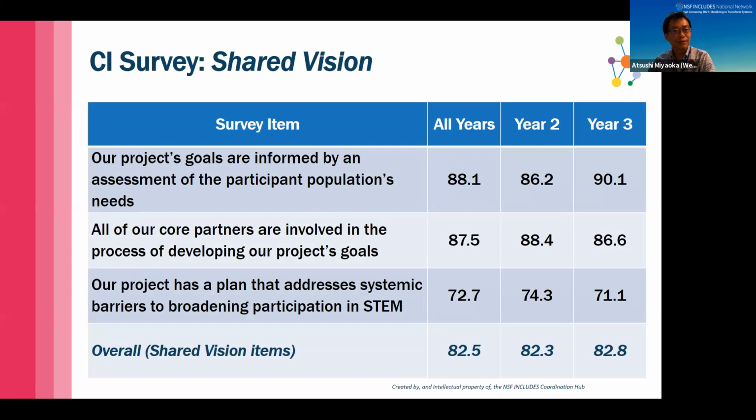This slide shows the findings for shared vision, which includes 3 items. Scores are relatively high, ranging from 72.7 to 88.1 on a scale of 1 to 100. Project level responses for shared vision are at the highest for "our project goals are informed by an assessment of the participant population needs," and at the lowest for "our project has a plan that addresses systemic barriers to broadening participation in STEM."